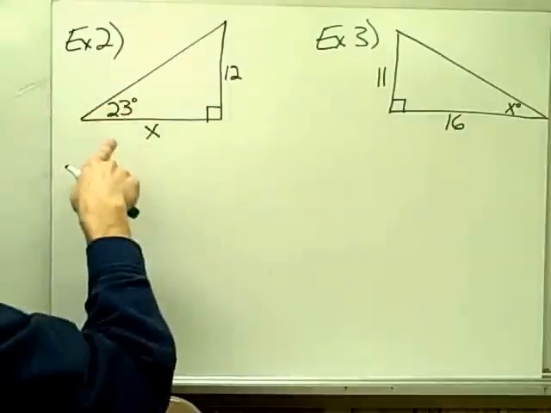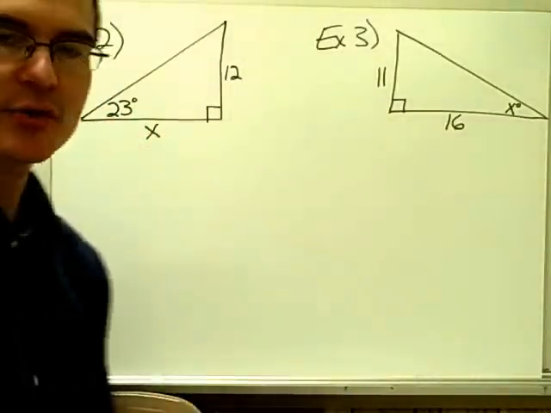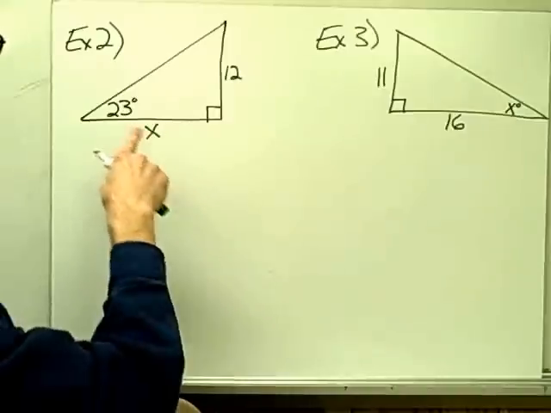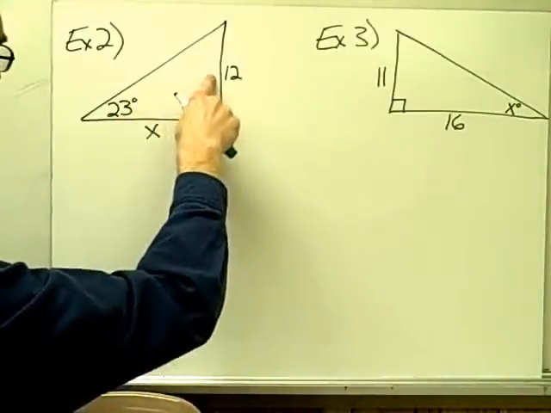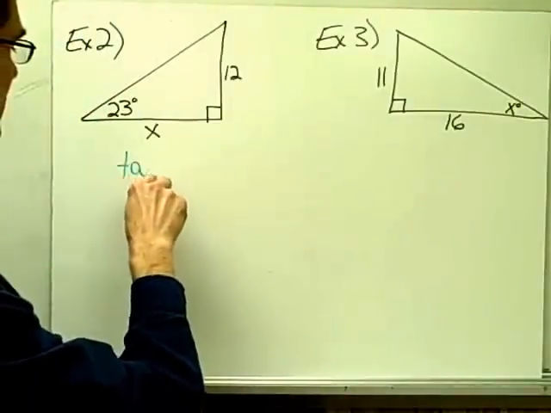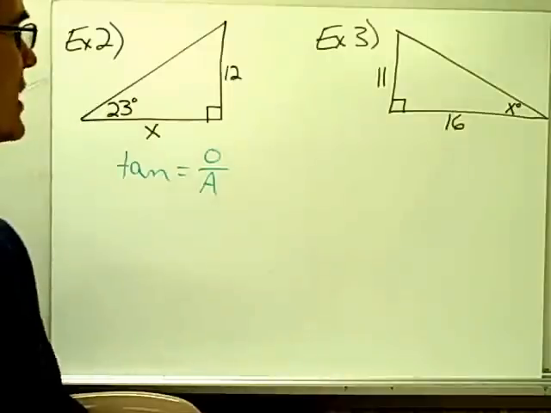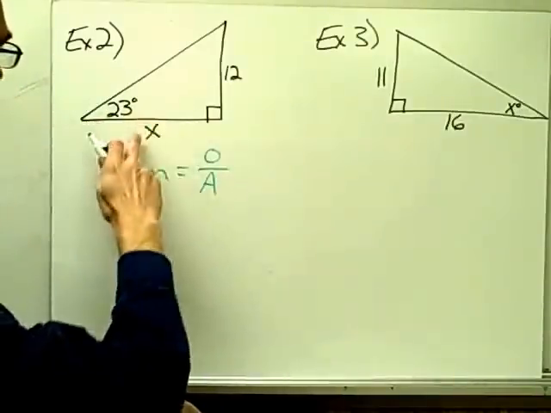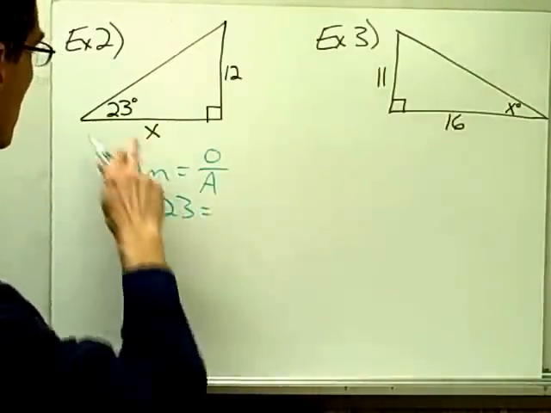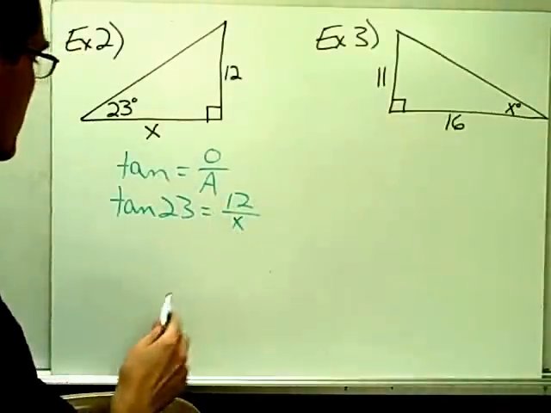So for this example, number 2, I've got a right triangle and I'm looking for the length of a side of a triangle, so I know I'm going to be solving this one using a proportion. So let's see, which one of my trig ratios do I want? For this angle, I have opposite and adjacent. That's going to be my tangent function, because the tangent ratio is defined as opposite over adjacent. So I fill in my numbers for my triangle. Tangent of what angle? 23 degrees equals opposite, which is 12, over adjacent, which is x.